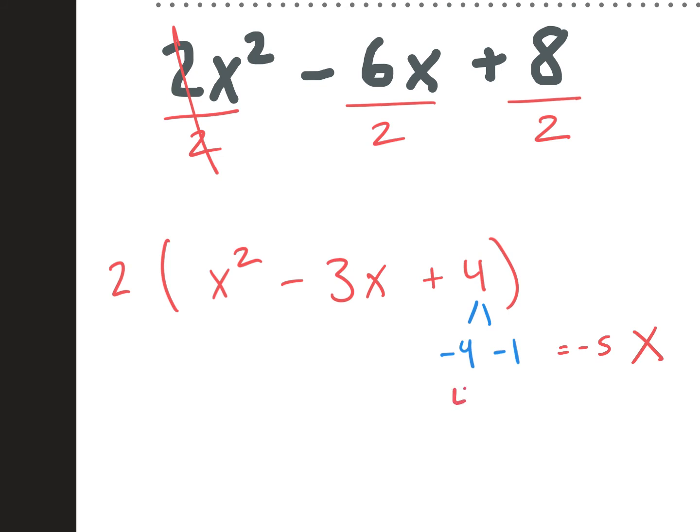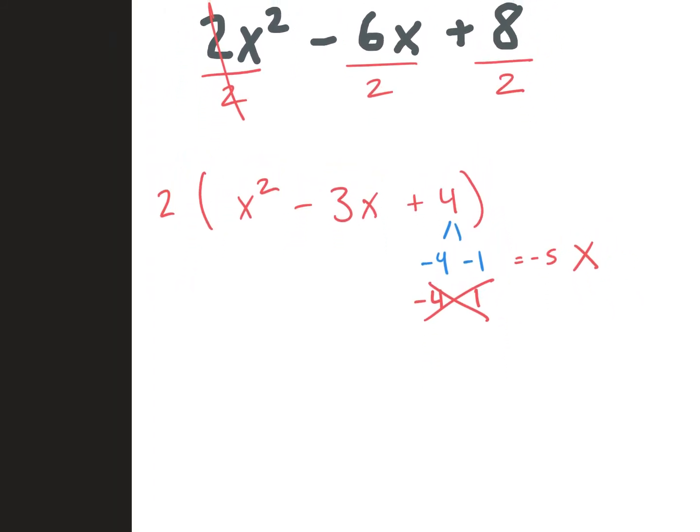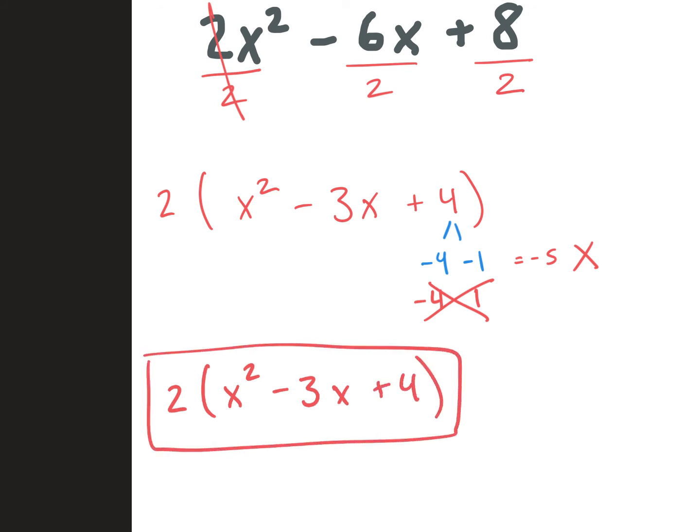If we tried negative 4 and positive 1, what's negative 4 times positive 1? Negative 4, so that wouldn't work either. So I kind of messed up the question, but it's fine. Since we can't factor it, our answer is just 2 times x squared minus 3x plus 4. We can't factor it from here, so that's just our answer.